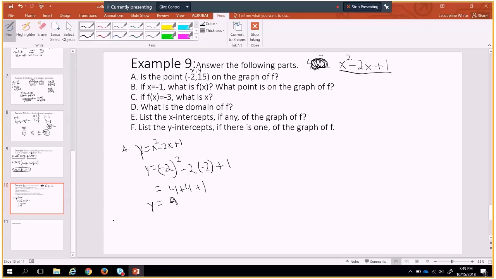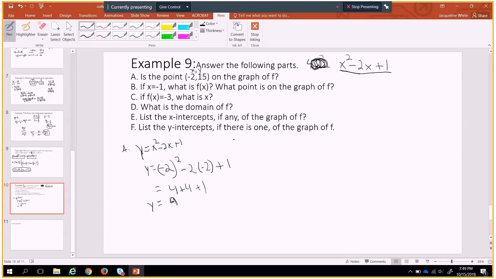All right, so all you have to do for this type of question is plug in the x value that they give you, and if they don't give you the same y value that you're given, then it is not on the graph of f. All right.